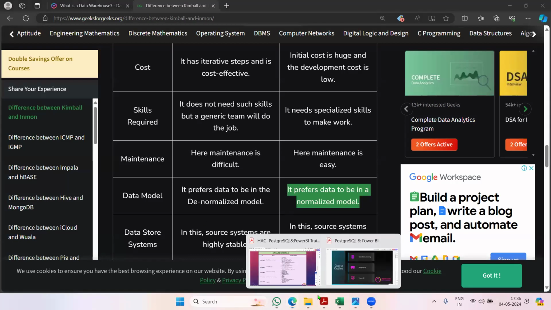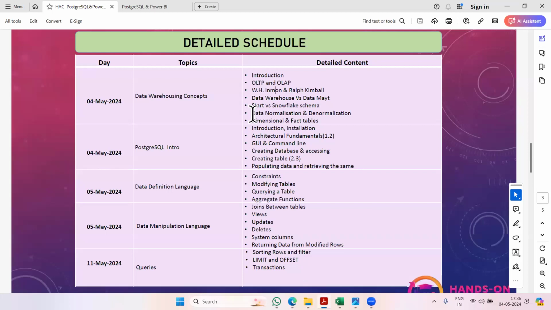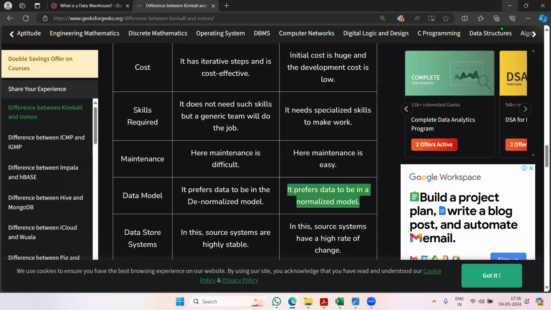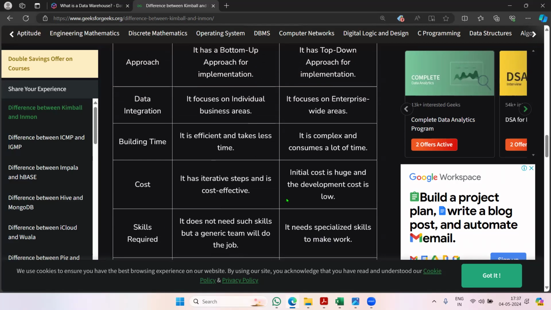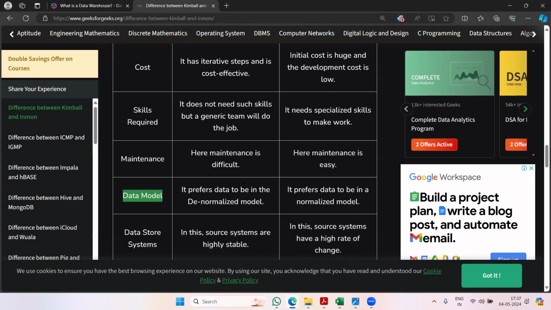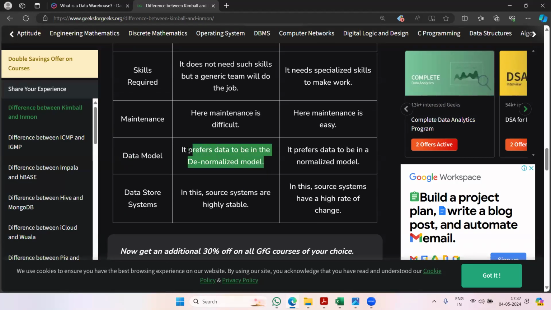So we have one topic, right? Data normalization and denormalization. Guys, now I want all of your attention, okay? Because we are going to see the data model. Now, Kimball says that it is having a denormalized model, whereas Inmon is having a normalized model, right?